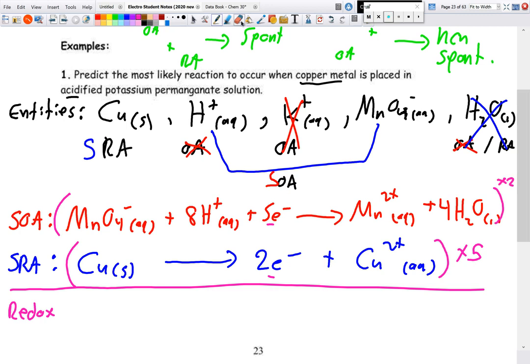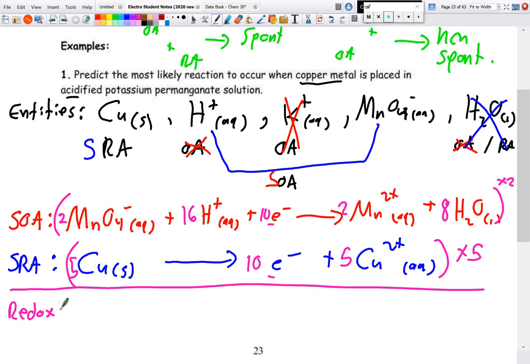Now, as for the coefficients, you can stick them in as well, where we're going to get 2 Mn2 plus, we're going to get 16 H plus, we're going to get 10 electrons, 2, and our last thing here, our water, that 4 gets multiplied by 2, so we're left with 8. And same thing with our coppers, our new coefficients, we got 5 copper solid, we are going to get 10 electrons, and then 5 Cu2 plus.